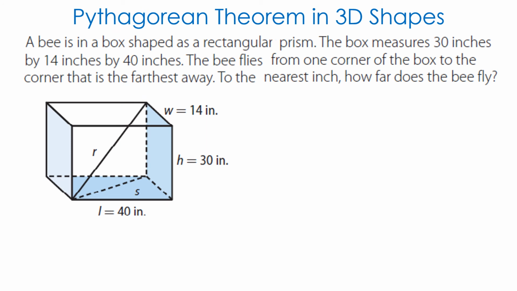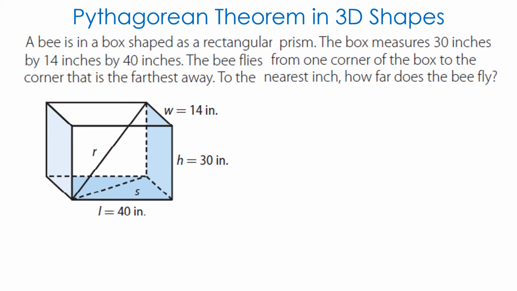Let's learn about the Pythagorean theorem in 3D shapes. The main difference between the Pythagorean theorem in 2D shapes versus 3D shapes is we are dealing with a rectangular prism versus rectangles and squares. We have an extra side length to consider when we're dealing with 3D shapes.